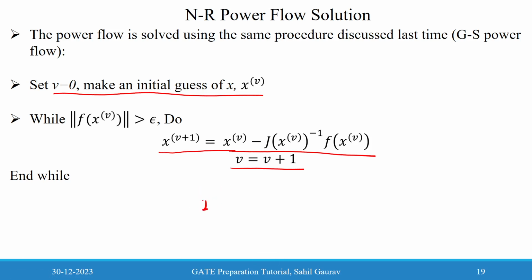If in some iteration you are getting the function less than tolerance, then stop and take it as the final solution.